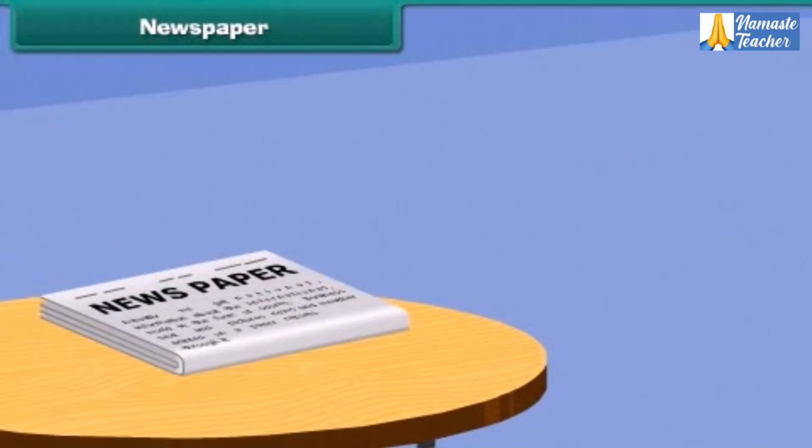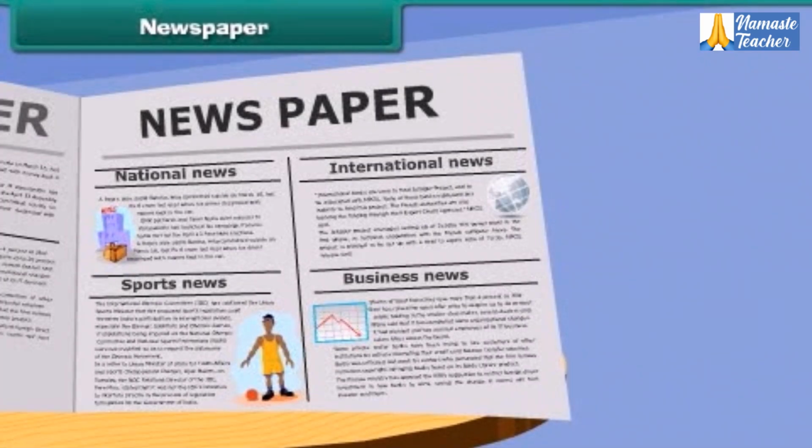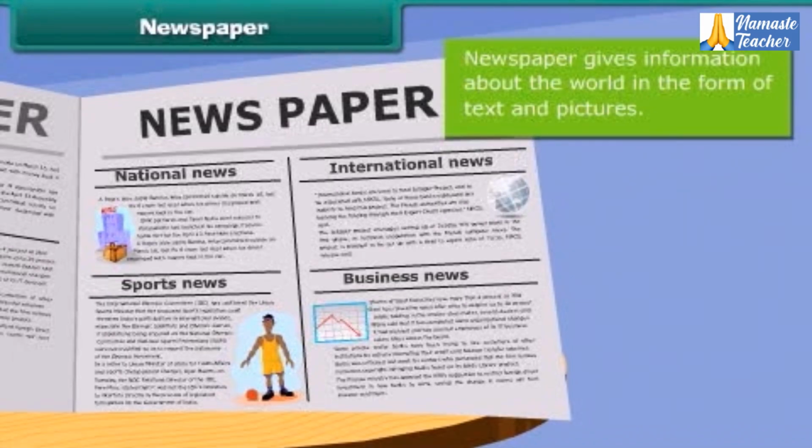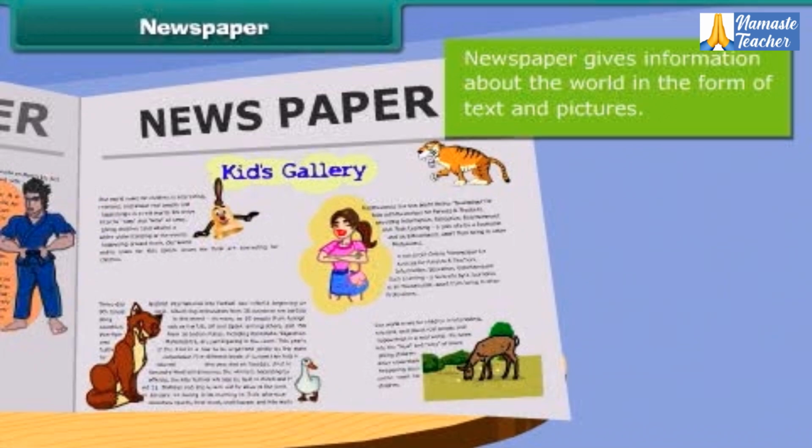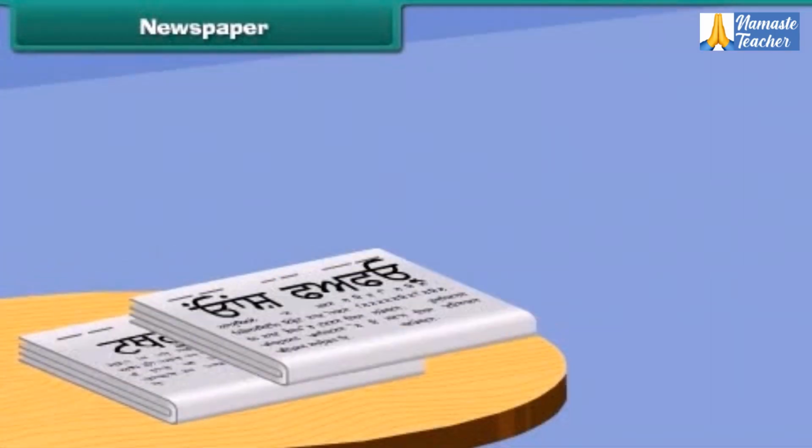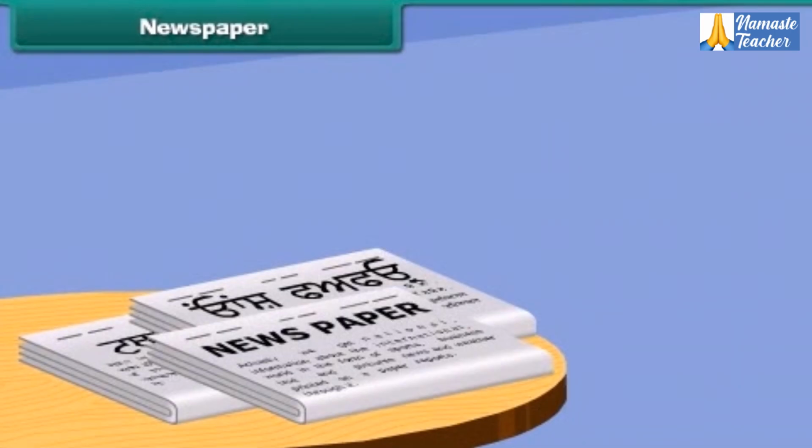This is a newspaper. It is one of the cheapest means of communication. Newspaper gives information about the world in the form of text and pictures printed on a paper. Newspaper is printed in many languages.